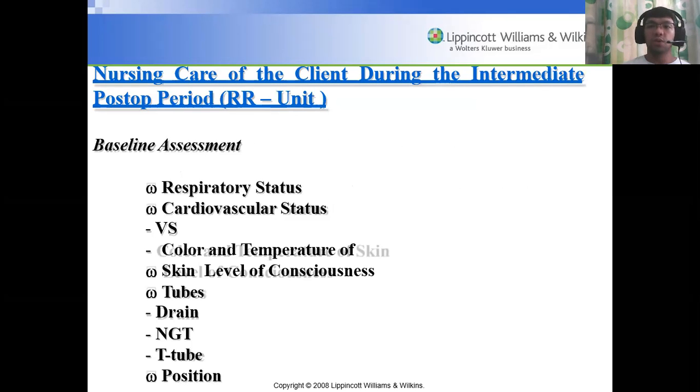Nursing care of the client during the intermediate post-op period. So this is from the recovery room to the surgical unit. Baseline assessment again of the respiratory, cardiovascular status, vital signs, color and temperature again, skin, together with the level of consciousness. Check for the tubes, the drainage, the NGT, the T-tube, and proper positioning is important.